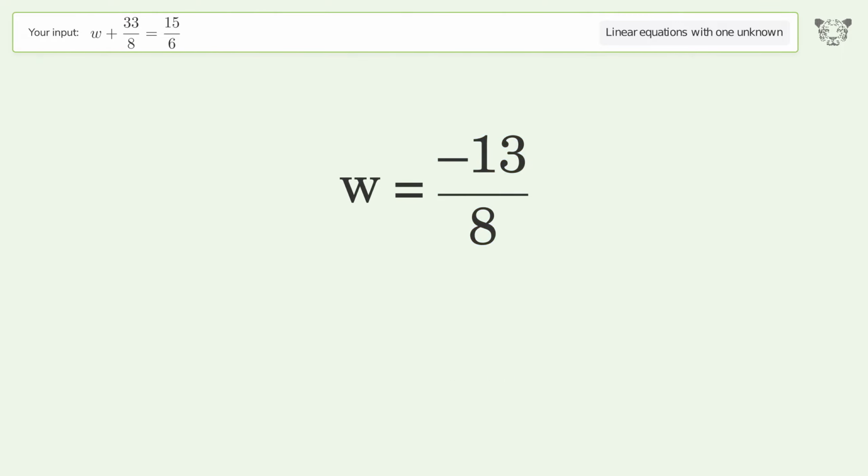And so the final result is w equals -13/8.